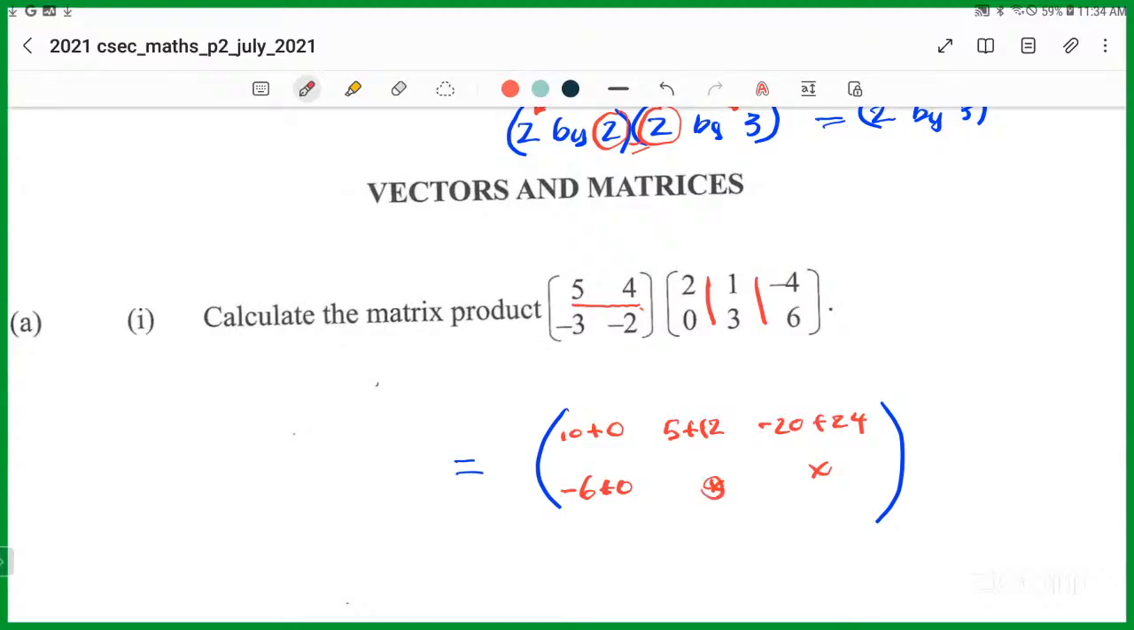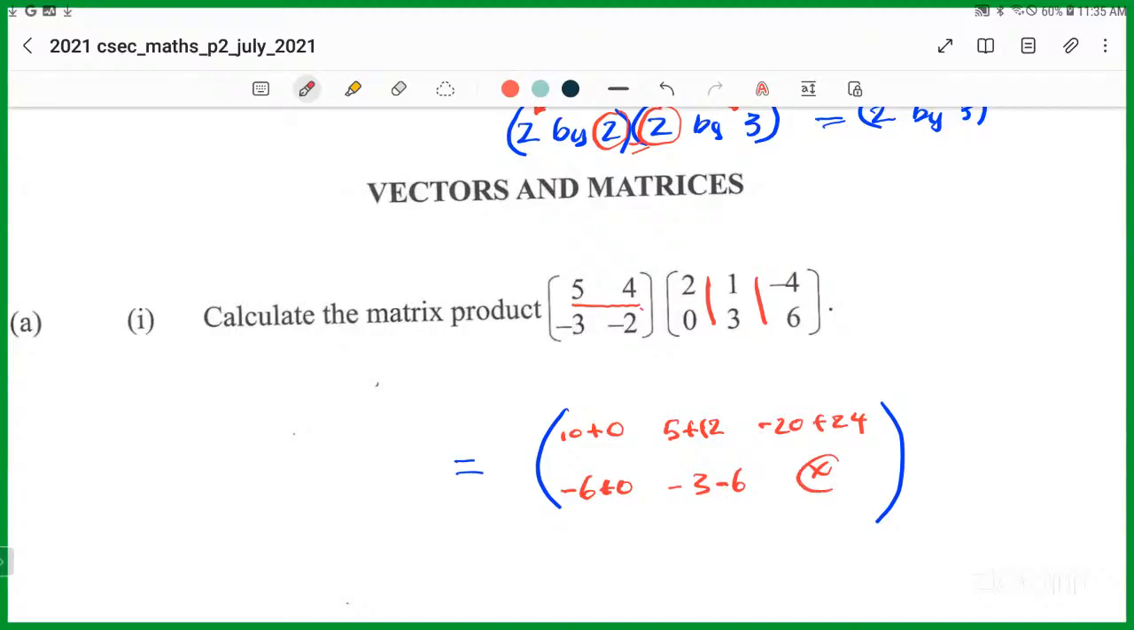And this second value is positioned in the second row, second column. So to get it, multiply this second row by the second column. So it's first element times first element, second element times second element. Minus 3 times 1 is negative 3. And negative 2 times 3 is negative 6.